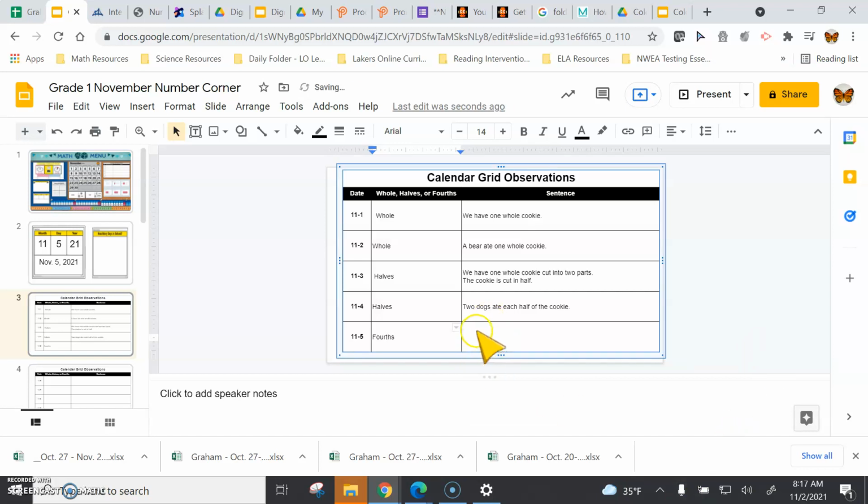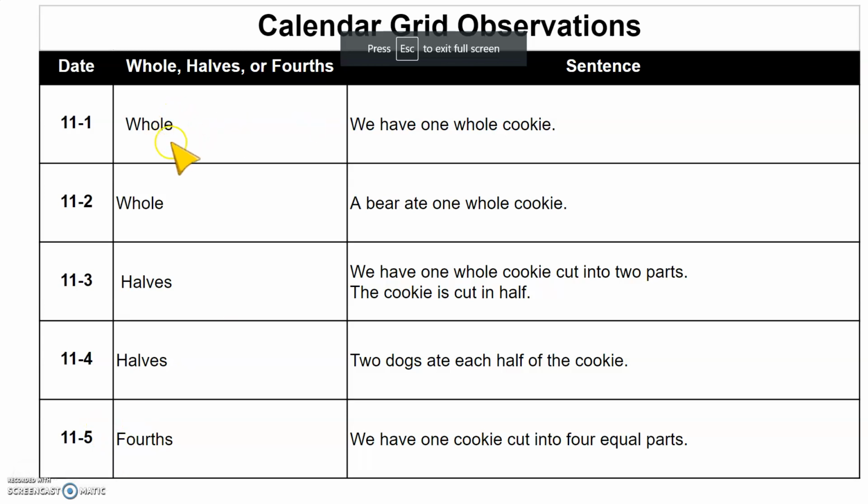This is how you spell fourths. And we have one cookie cut into 4 equal parts. So we've had a whole cookie for part of the week. We've had half with 1 whole cookie for part of the week. And today we have 1 whole cookie cut into fourths, 4 equal parts.